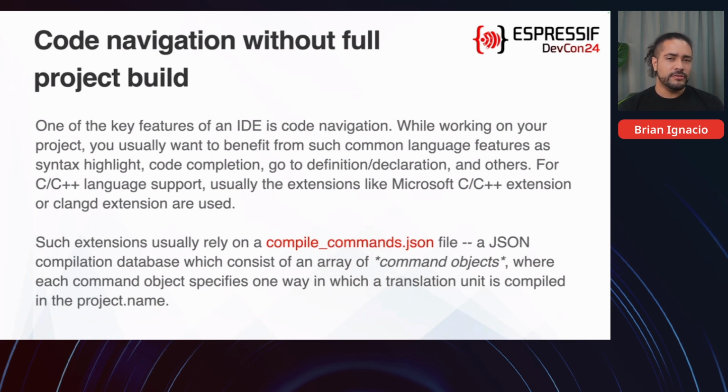Most of these extensions rely on a compile_commands.json. This is a JSON compilation database, which is an array of command objects where each command specifies a translation unit used to compile in the project. This basically means where to find the definition of a function, object, etc.